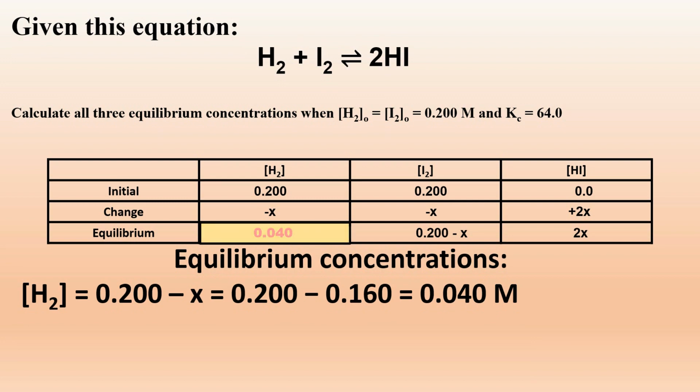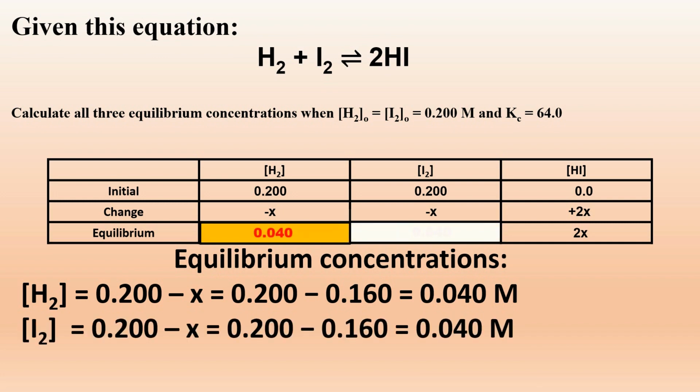The concentration of H2 is equal to 0.200 minus x, or 0.200 minus 0.160, which is equal to 0.040 molar. Likewise, the concentration of I2 is equal to 0.200 minus x, which is equal to 0.200 minus 0.160, which is equal to 0.040 molar.